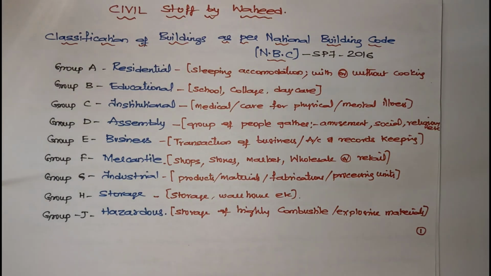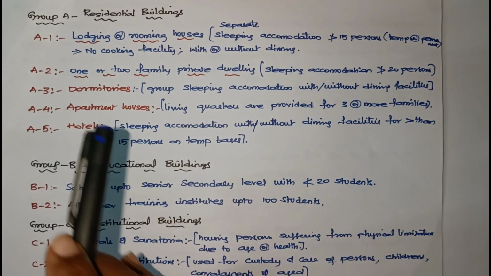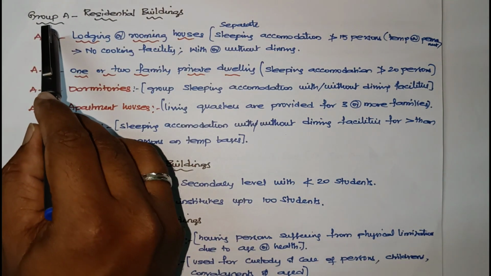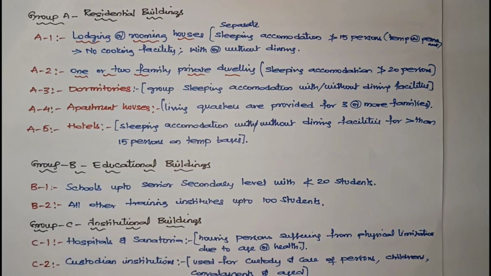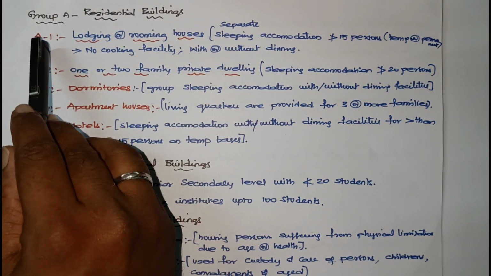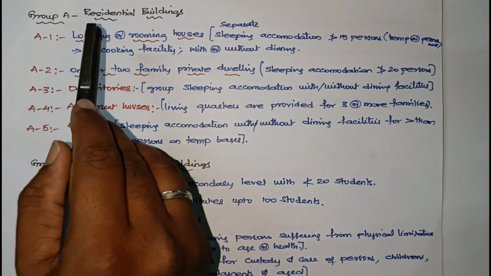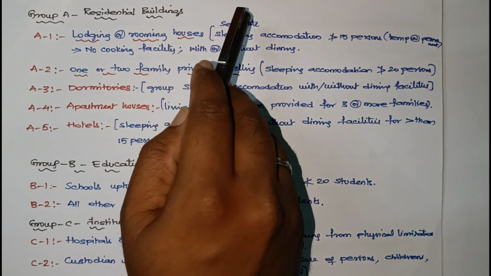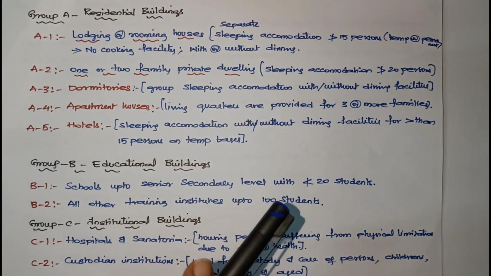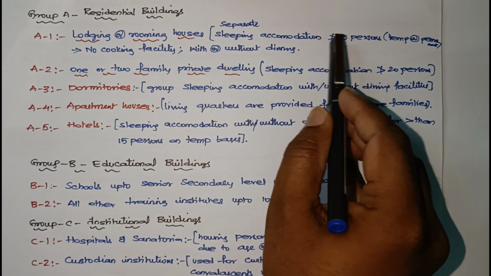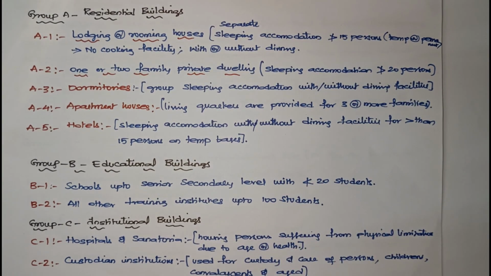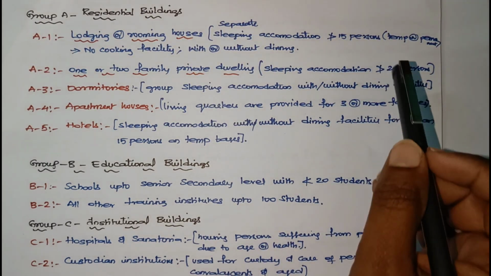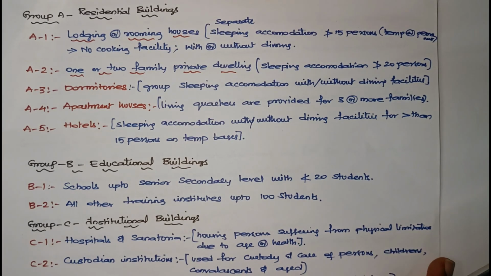Now further we'll see the sub-classifications of these groups A to J. There are 9 groups. Coming to the subcategories of group A, residential buildings, here you can see 5 categories. Under that, A1 is lodging or rooming houses. What does lodging mean? Separate sleeping accommodation, which should not be for more than 15 persons. Means in a lodging area, not more than 15 rooms should be available.